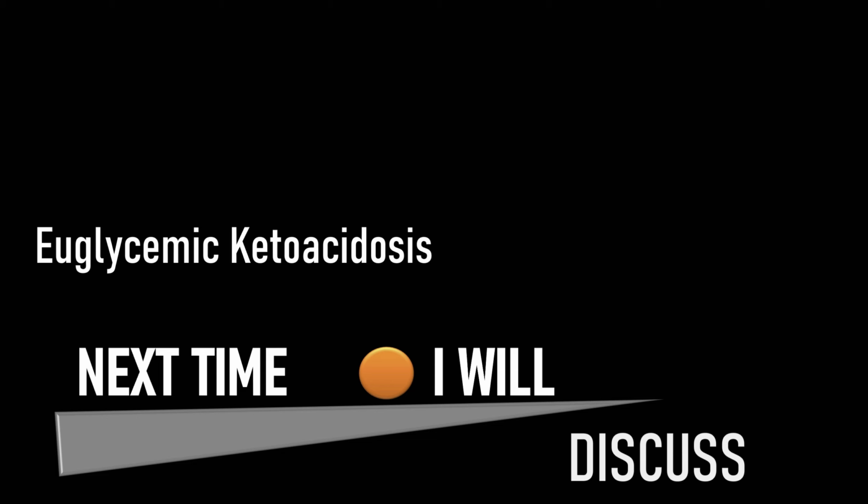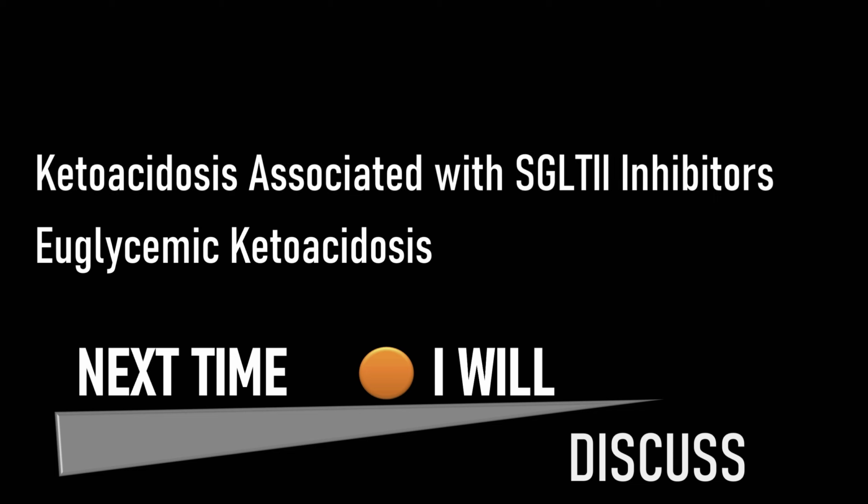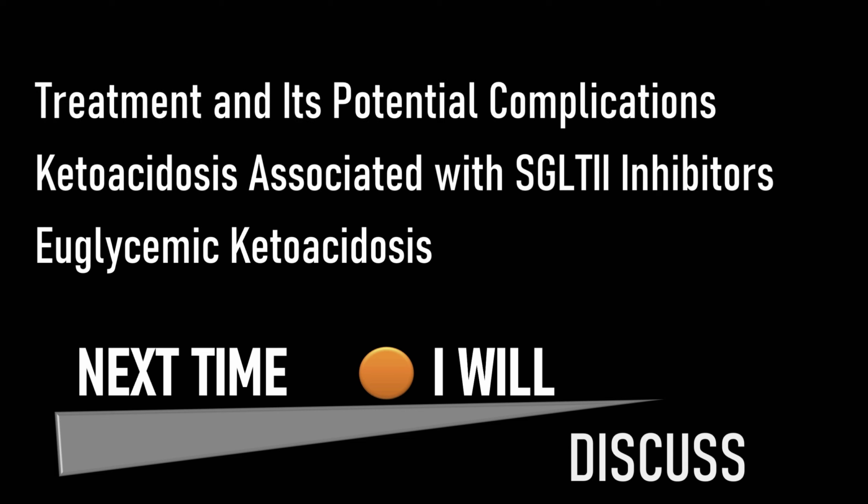In the next tutorial, I'm going to discuss a very modern phenomenon known as euglycemic ketoacidosis. This is usually associated with a modern class of drugs known as sodium glucose cotransporter 2 inhibitors, SGLT2 inhibitors. We're going to look at how to diagnose it, the treatment, and the potential complications of treatment. I'll see you then, and I guarantee you'll learn something.